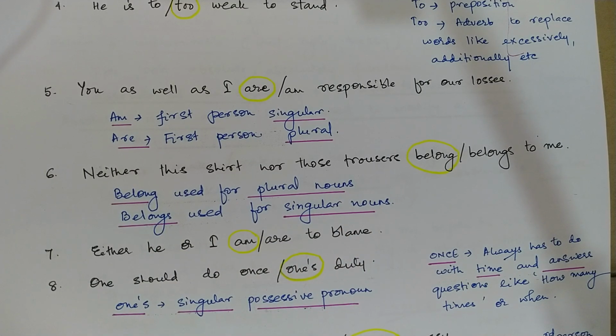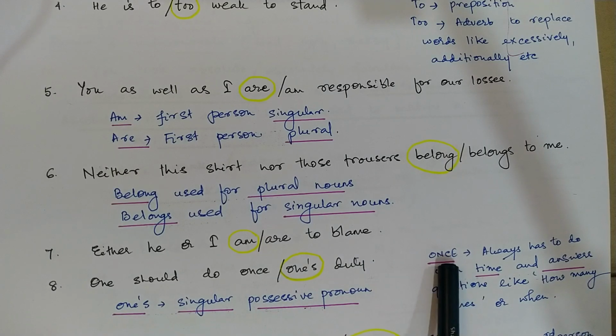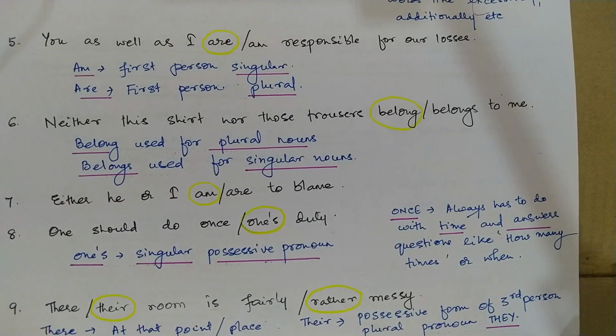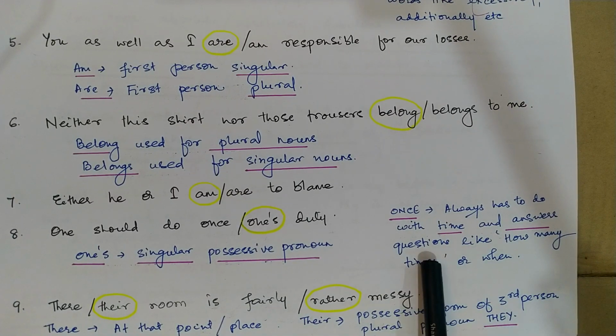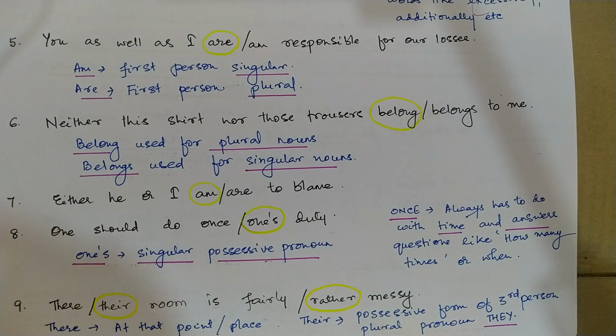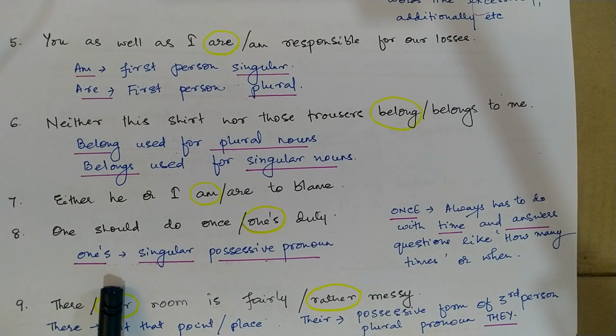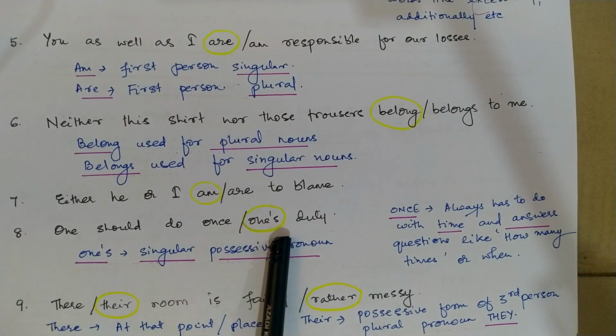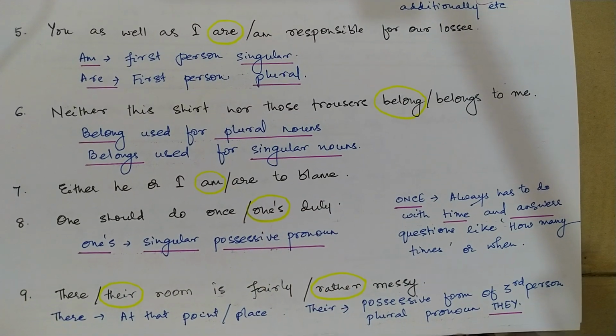Number 8, one should do once or one's duty. Now let us understand where we use once and where we use one's. Once always has to do with time and answers questions like how many times or when, whereas one's is a singular possessive pronoun. Therefore one should do one's duty is the correct answer.